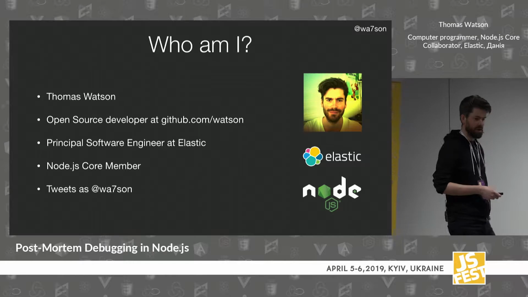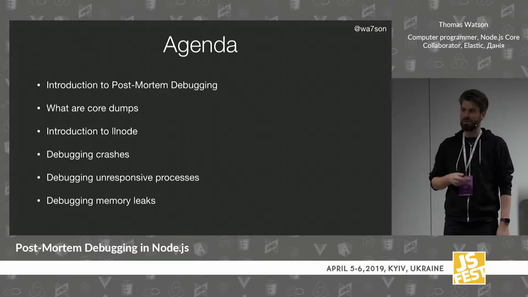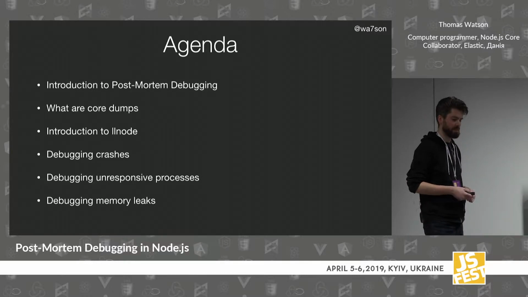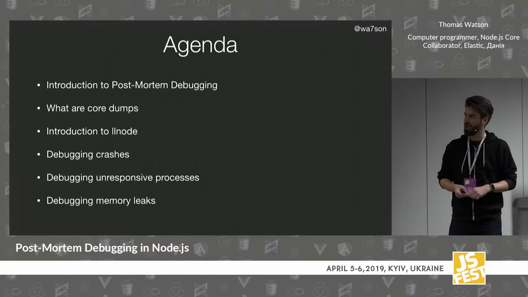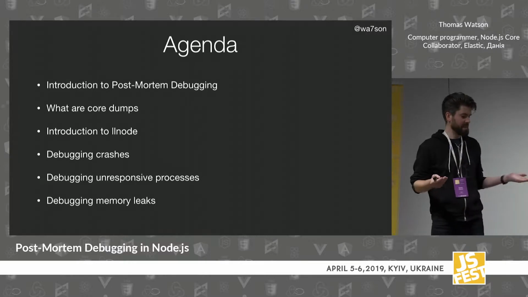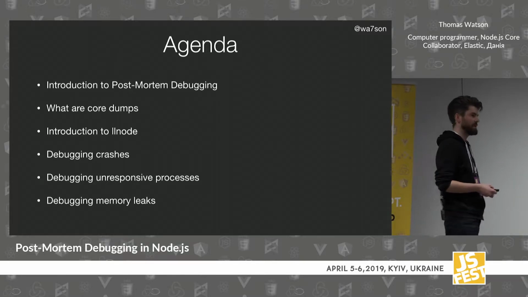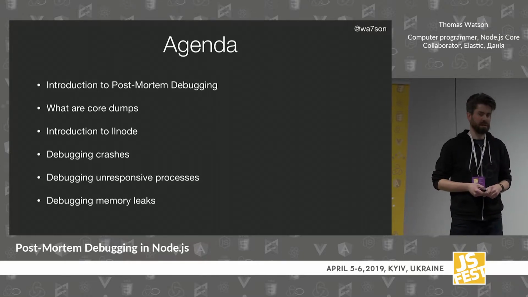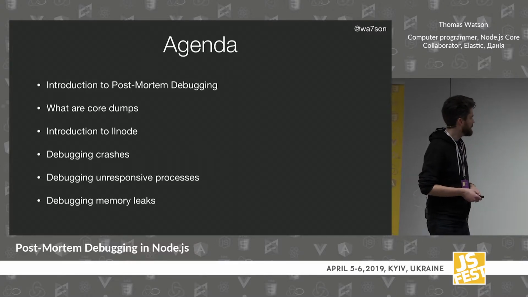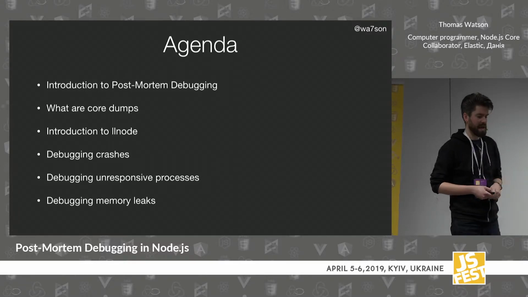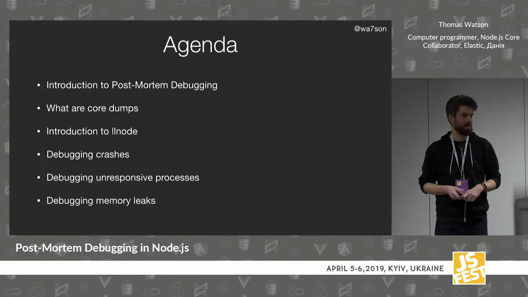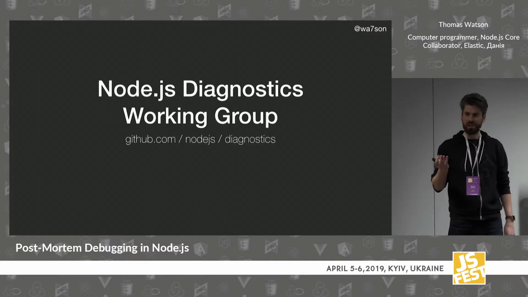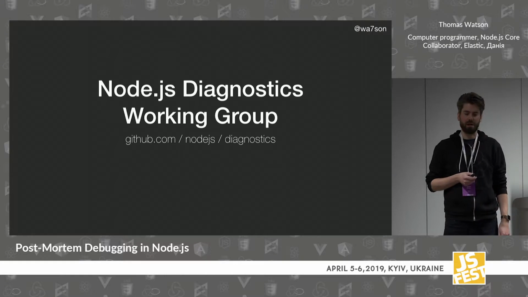So let's get going. Today we are going to talk about post-mortem debugging, as I said. I'll do a quick introduction to what post-mortem debugging is and why it's important. A key part of post-mortem debugging is what's called core dumps, and I'm going to talk about what that is. Then I'm going to give an introduction to something called llnode, which is a tool that you use to analyze core dumps in Node. And then we're going to look at how we debug crashes, unresponsive processes and memory leaks. So that's the agenda.